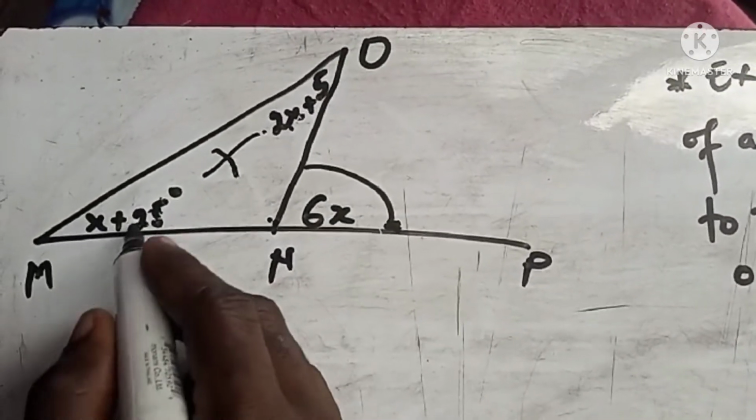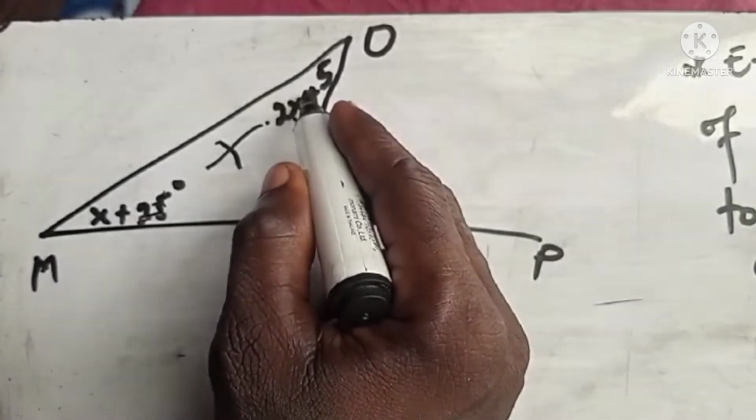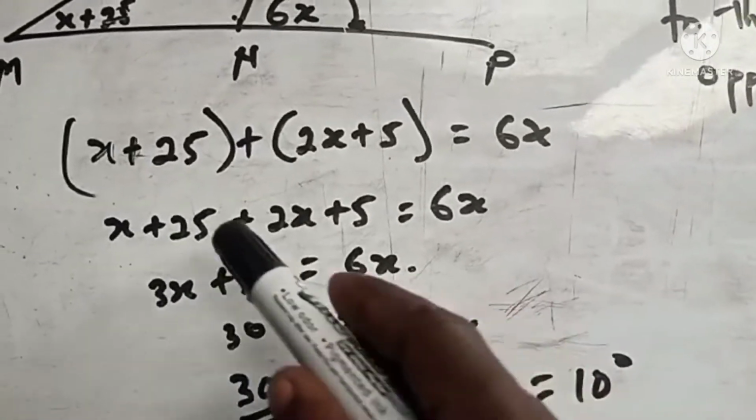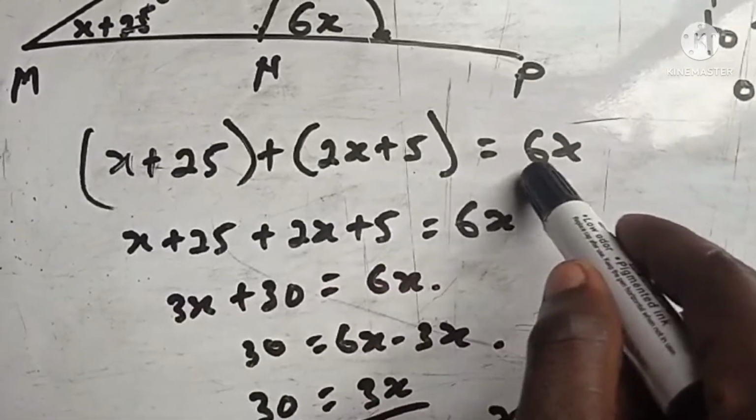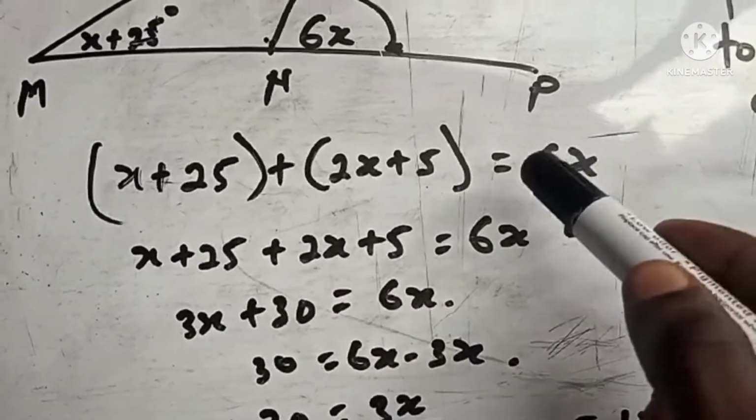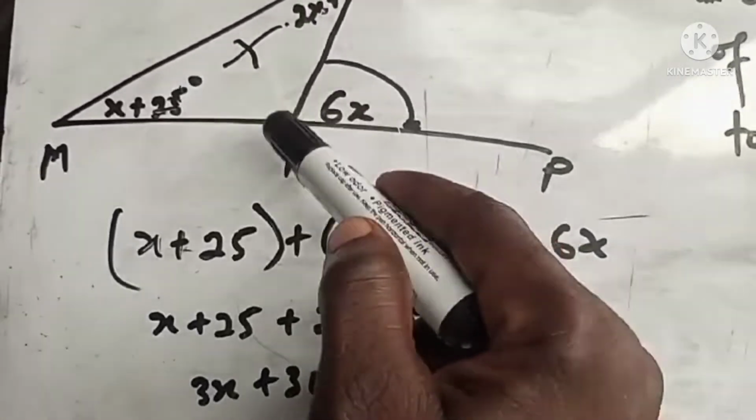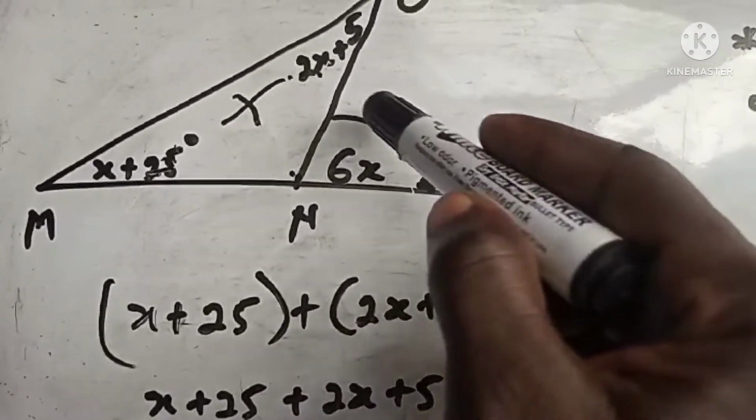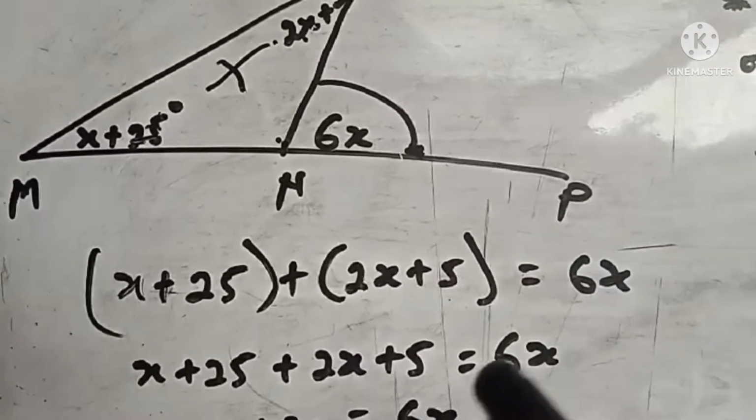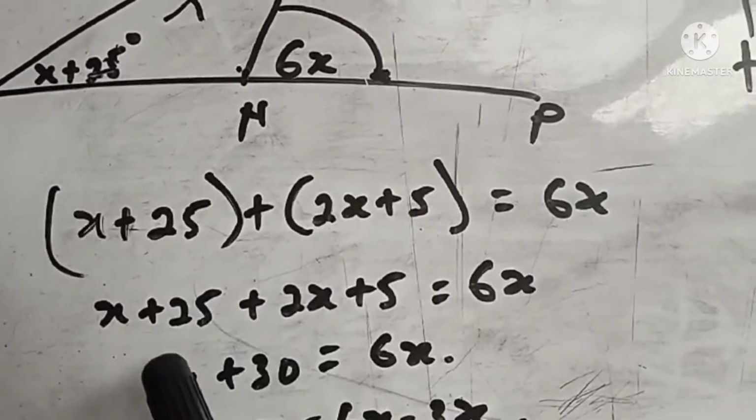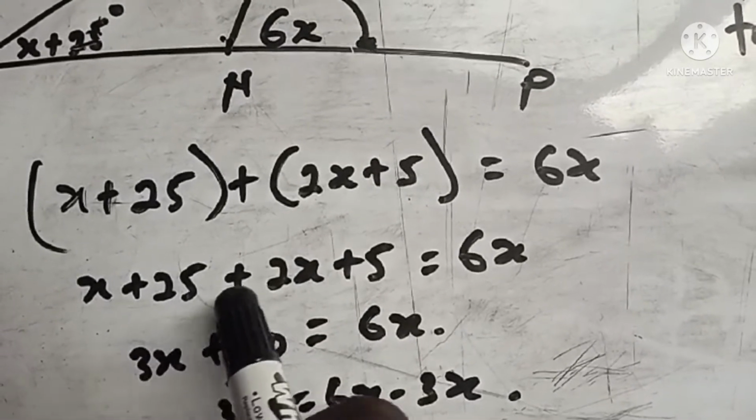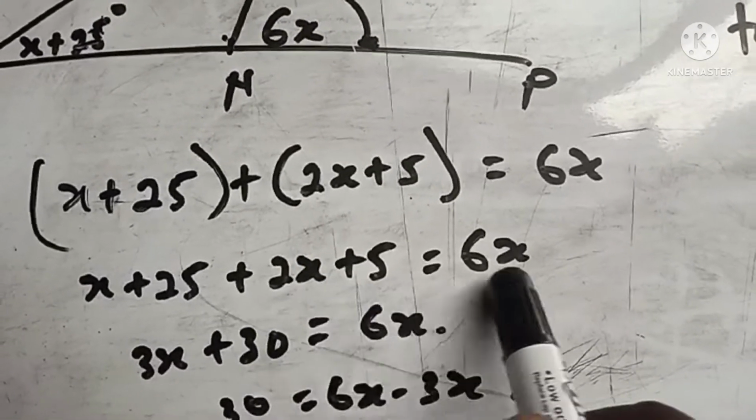So what we are going to do is add everything here, and that is equal to the exterior. If you add these two here, that is equal to the exterior; that's what the definition says. If you don't know what to use, there's no way you can solve this problem. Based on the information given to you and how the diagram is drawn, you must know what to use. So if you sum everything up, here you are going to have s plus 25 plus 2s plus 5, that is equal to 6s.